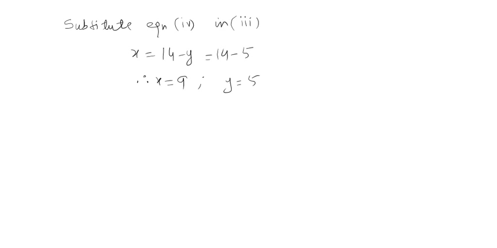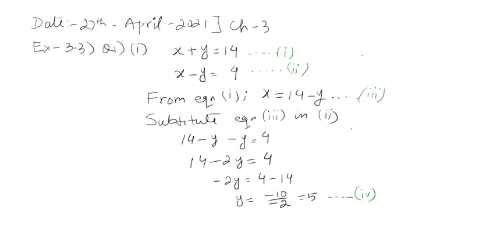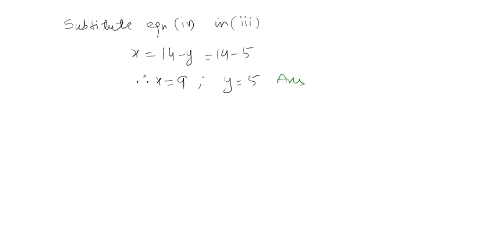So finally you should write the answer completely at the end. That is the correct way of writing the answer. x is 9 and y is 5. Don't leave that 5 there, bring it to the last page, so that the final answer is here and the examiner doesn't have to look back for where the value of y is. Okay, understood how this question is done?